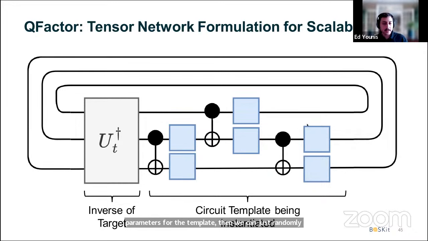And the idea here is that you want all of this to cancel out. If you find parameters that make the template implement the unitary target, then that will cancel out with the inverse of the target. We take all of this and we wrap these wires around in a tensor network method. This is effectively computing the trace of this entire network. Okay, so that's how we start.